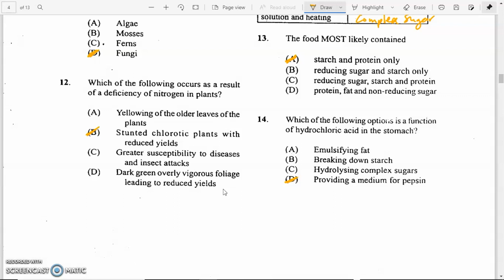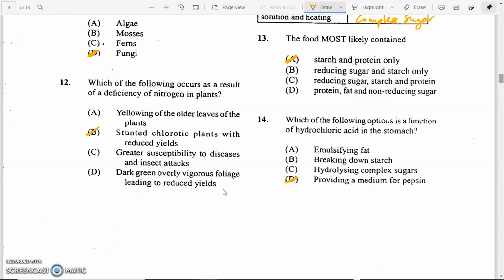Okay, so that's not the answer there. Okay, greater susceptibility to disease and insect attacks. That's not true. D. Dark green overly vigorous foliage leading to reduced yield. No, that's not a result of nitrogen deficiency. So the answer here is B. Okay, stunted chlorotic plants with reduced yield.